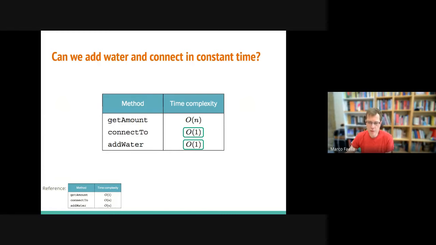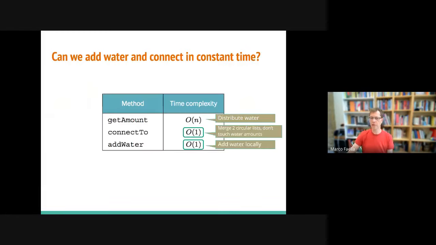But you may want to do this if your usage profile, for example, tells you that users call connect to and add water very, very often, and get amount very, very rarely. So in such a scenario, you may actually want to push all the hard work into get amount and have a very fast implementation for connect to and add water. And we'll see a quick experiment of this type in a few minutes. All right.